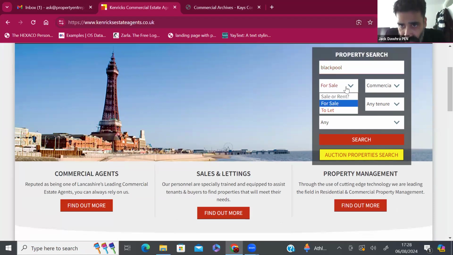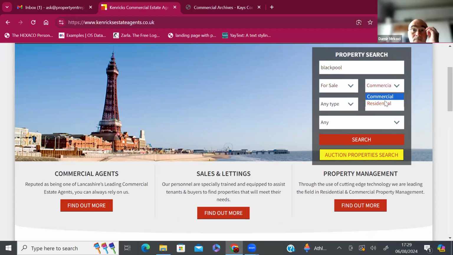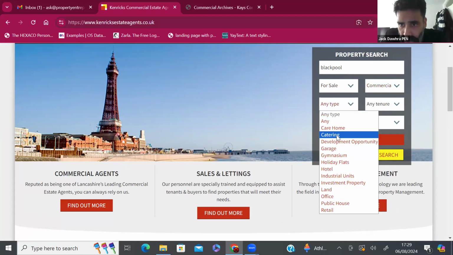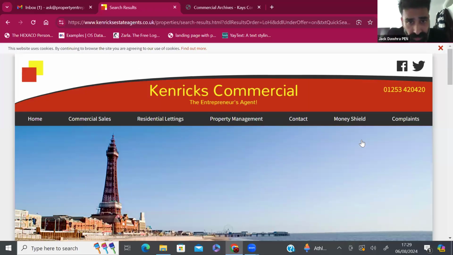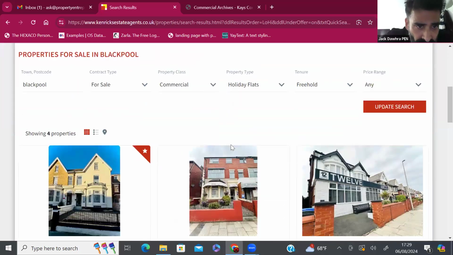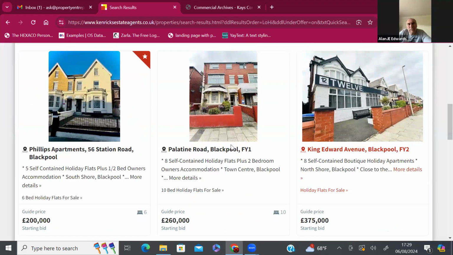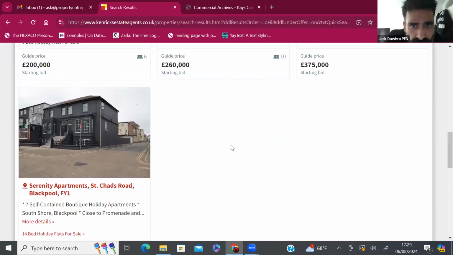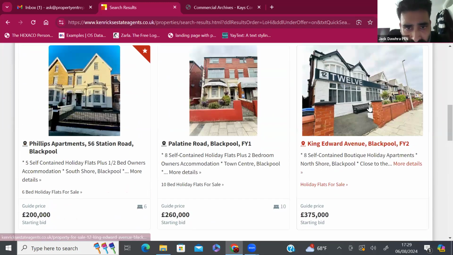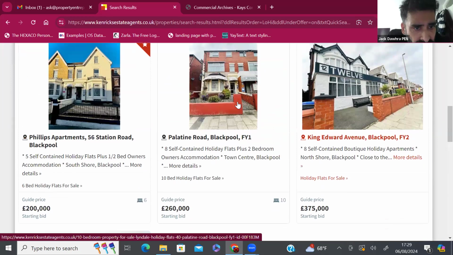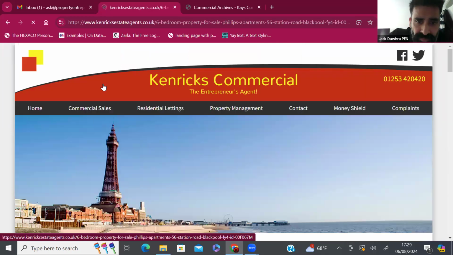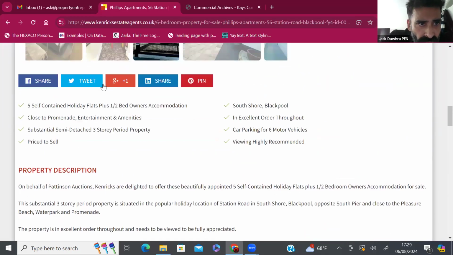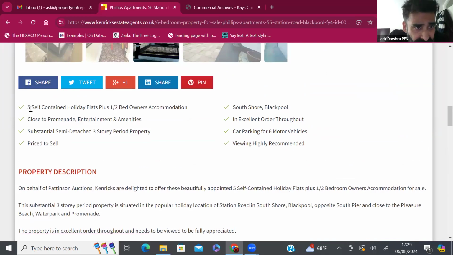I'm doing the search on the site: for sale, commercial, any type. Let's say holiday flats, tenure, freehold. Search. Can everyone see there's only 4 properties? So let's look at the first one. Let's scroll through. 5 self-contained flats plus a 1.5 bed owner's accommodation. So make it 6, yes?